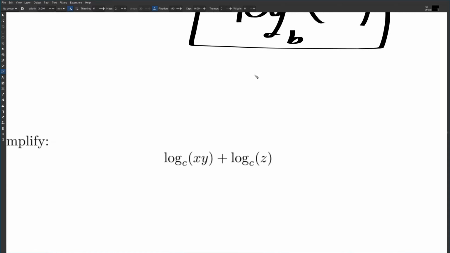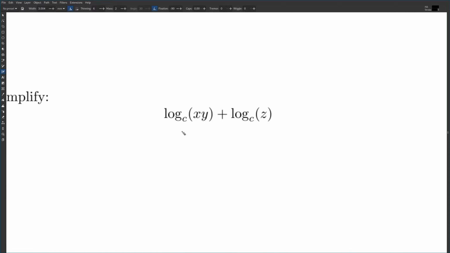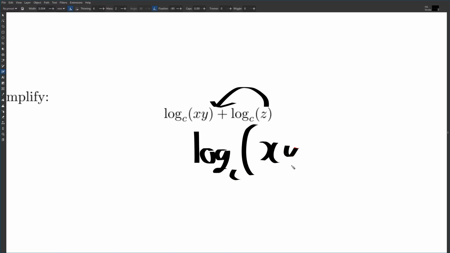Okay, now for this one. Simplify: log base c of xy plus log base c of z. Remembering the rule from the previous problem, when we have a sum and the same base, we can put them all into one. So we're going to have log base c of xy times z.